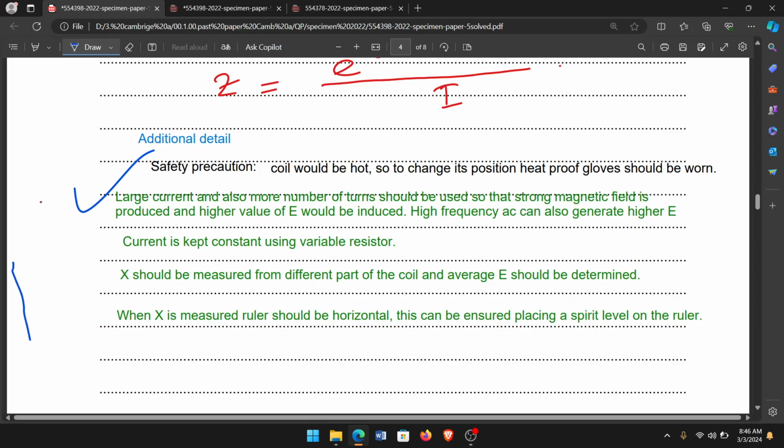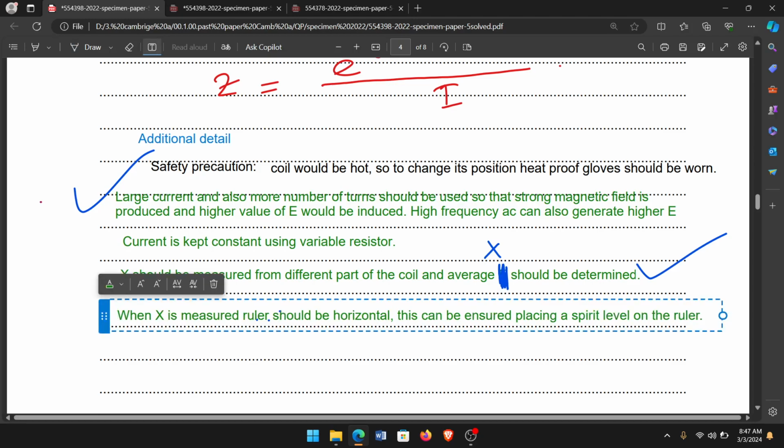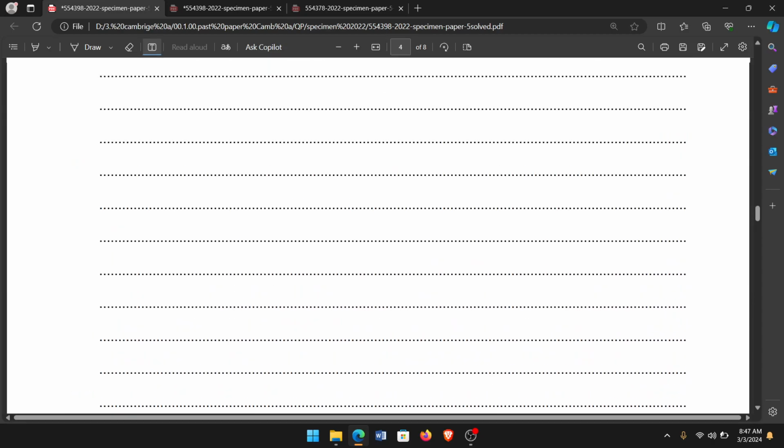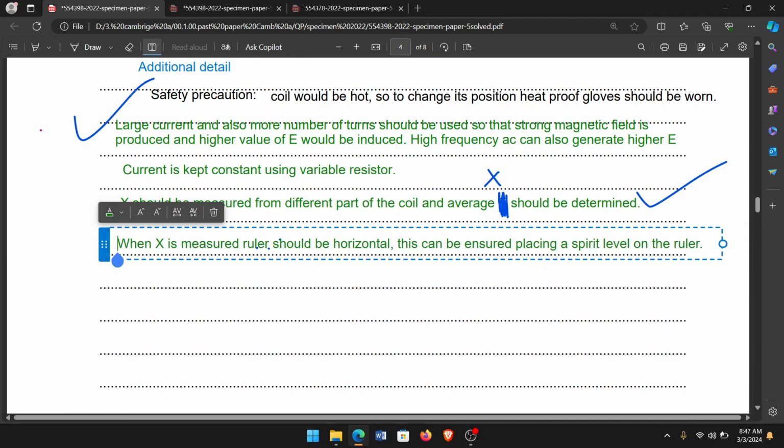X should be measured from, this is a precaution actually, we want to repeat the same measurement for greater accuracy. So X should be measured from different parts of the coil and the average X should be determined. It's a mistake, it's not EMF. Clear? When X is measured, the ruler should be horizontal. It is mentioned already, so you don't need it. Remove it.